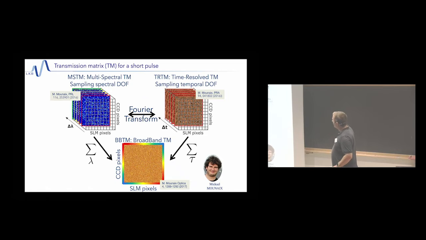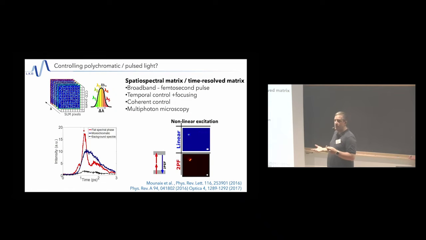So what you can do if you play with this multispectral transmission matrix, you can go beyond just spatial focusing, and you can also control temporally or spectrally a focus. So you can choose to focus one wavelength or another. What you can do also is basically control the spectral phase of a focus.